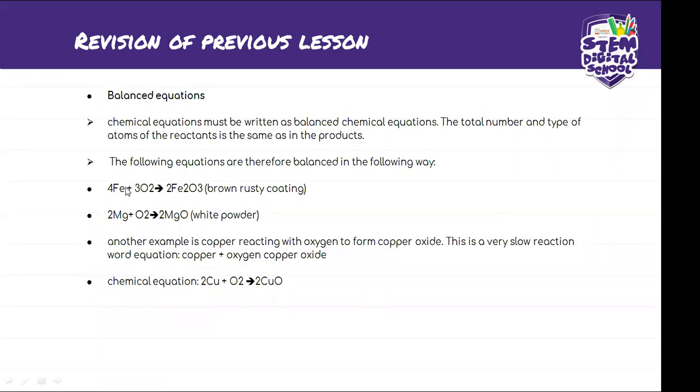So this is an example. Iron, a metal, reacts with oxygen to give us iron oxide, which is the same thing as a metal oxide. Metal oxide is just a general statement, but the specific metal that reacts with the oxygen will give you that metal oxide. So iron oxide will give me what?